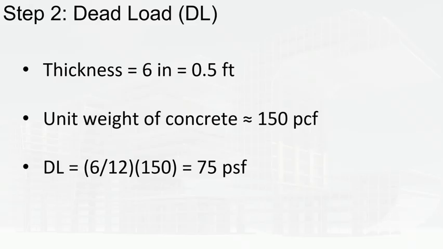Now for the dead load, we need to multiply the depth of the slab with the density of the concrete. That's how we get the dead load over the slab surface area. So 6 inches was your slab, so divide the 6 inches by 12 to convert it into feet. So you will get 75 pounds per square foot. I hope you guys got that.